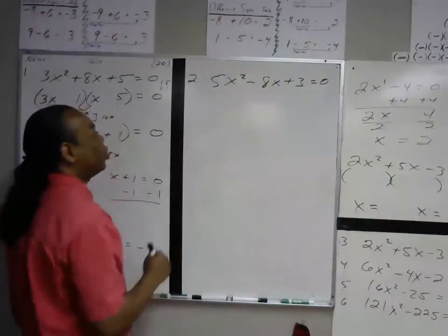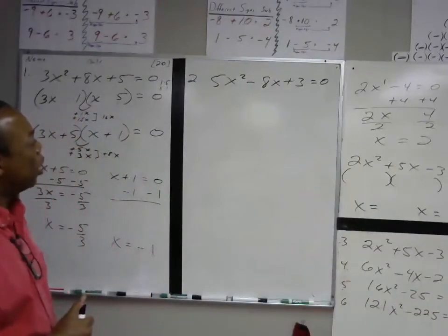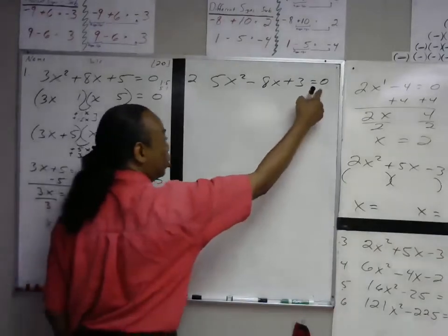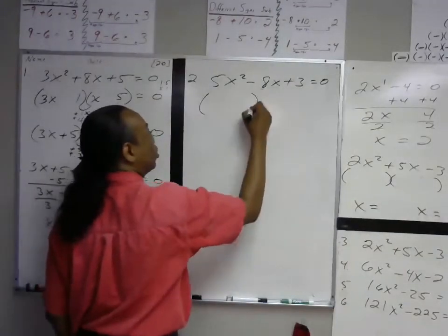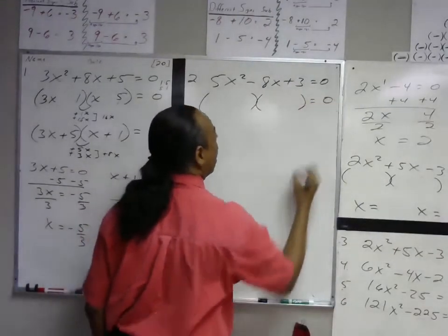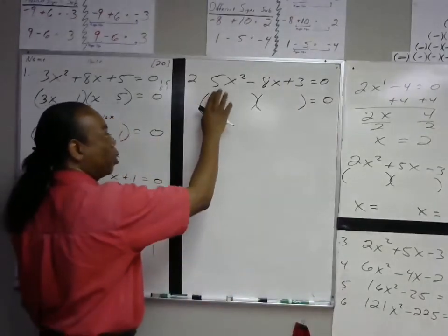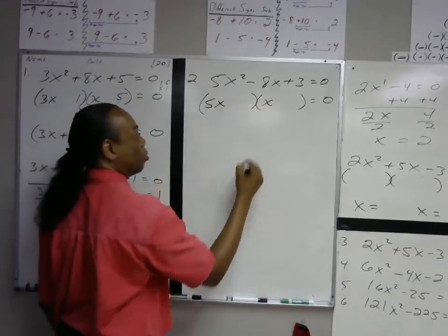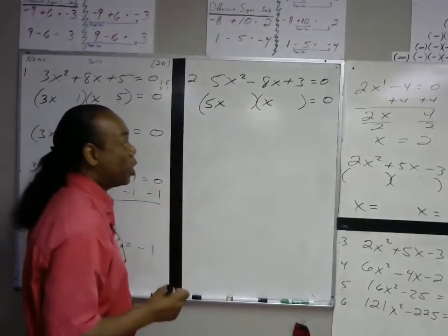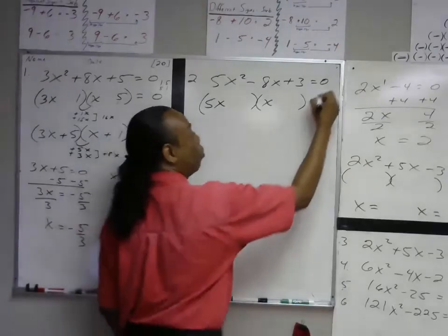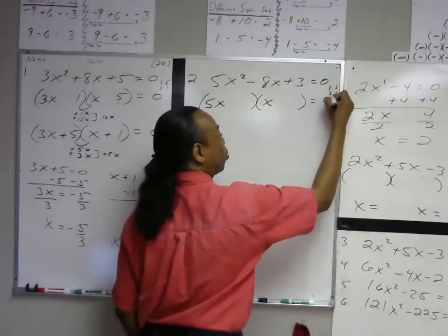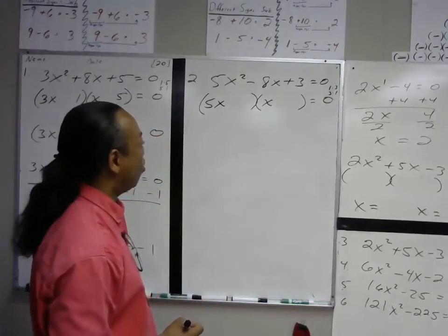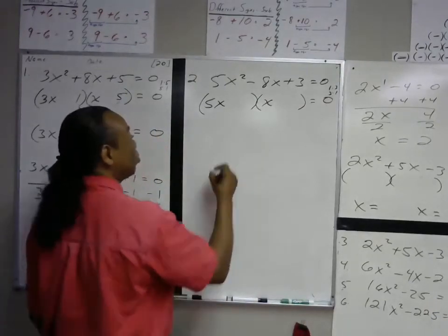Okay. Number 2. We're going to factor this into 2 binomials and continue to set it equal to 0. And we're going to factor the 5x squared, which is going to be 5x times x. Okay. Then for the 3, we have several choices. We have 1 times 3 and 3 times 1. Okay, I'm going to choose 1 times 3, see if that works.